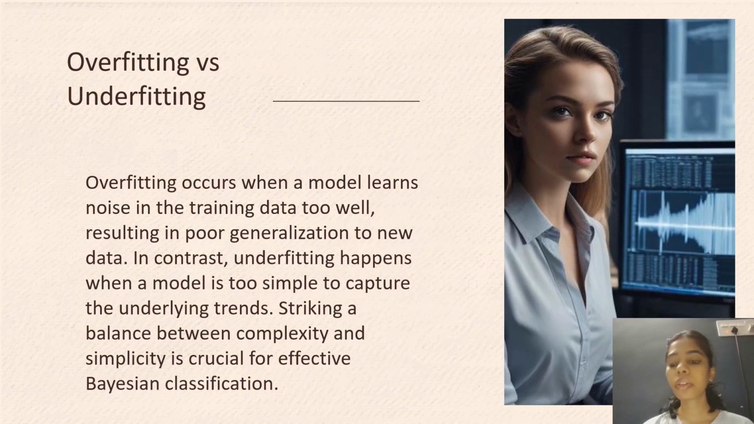And we are going to discuss overfitting versus underfitting. Overfitting occurs when a model learns noise in training data too well, resulting in poor generalization to new data. In contrast, underfitting happens when a model is too simple to capture the underlying trends. Striking a balance between complexity and simplicity is crucial for effective Bayesian classification.